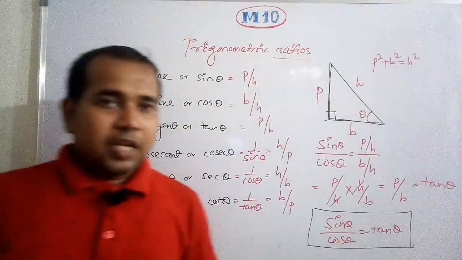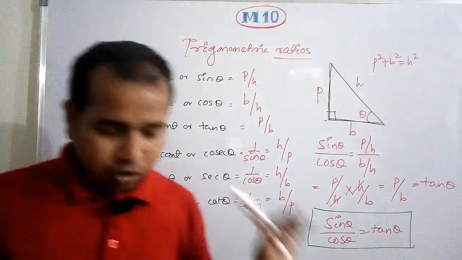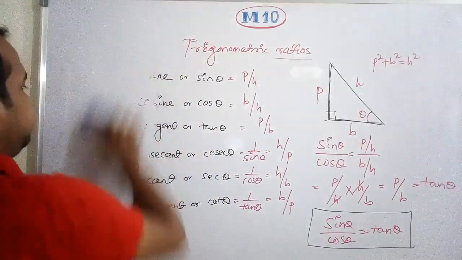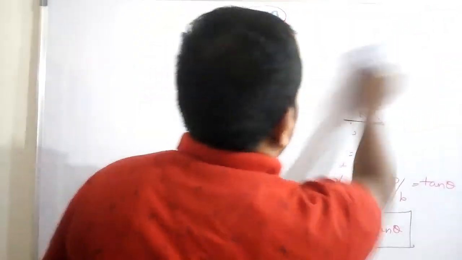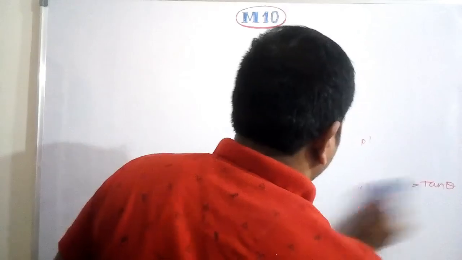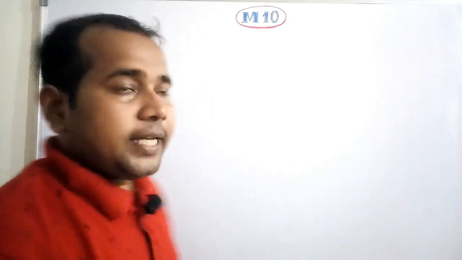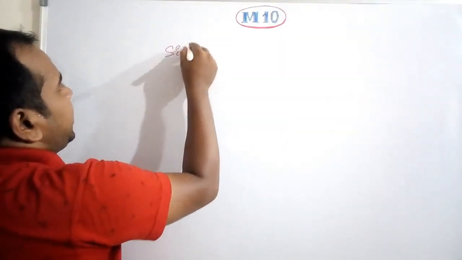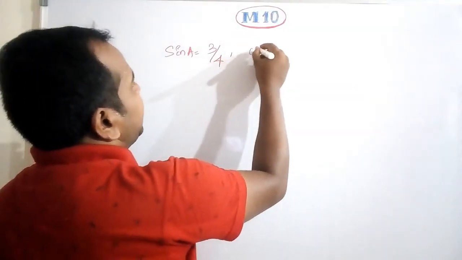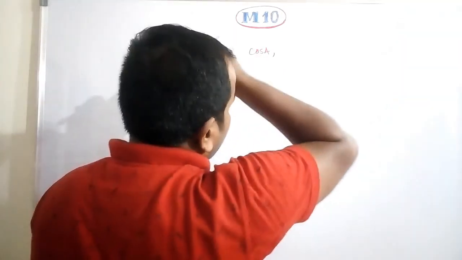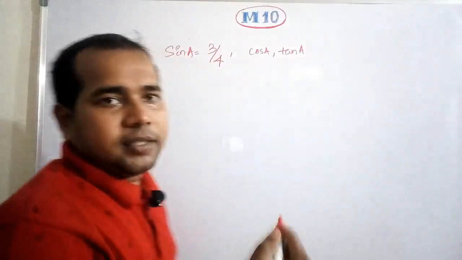Now we'll go for solving some numericals. This is the basics or the fundamentals of trigonometry. Let us solve some numericals. So let's say the question is sin A is equal to 3 divided by 4. Then find cos A, and then tan A.